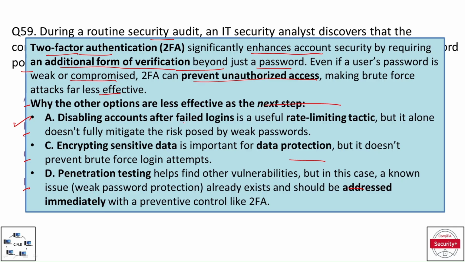Option A, disabling accounts after failed logins is a useful rate limiting tactic, but it alone does not fully mitigate the risk posed by weak passwords. Option C, encrypting sensitive data is important for data protection, but it does not prevent brute force login attempts. And option D, penetration testing helps find other vulnerabilities, but in this case, a known issue such as weak password protection already exists and should be addressed immediately with a preventive control like two-factor authentication.